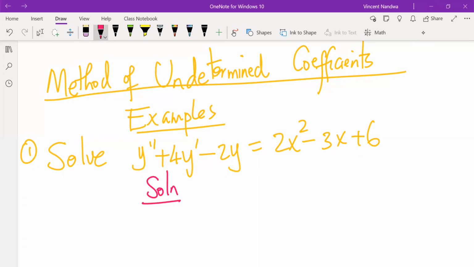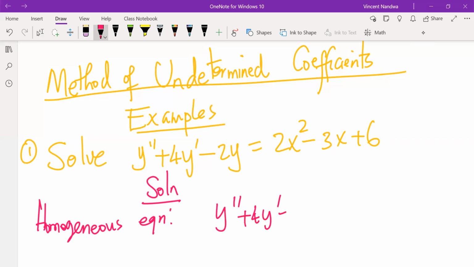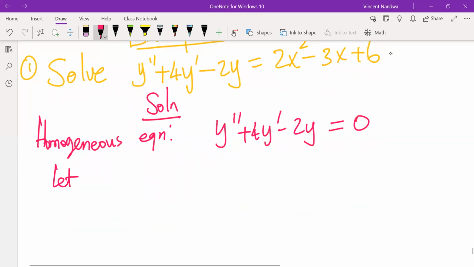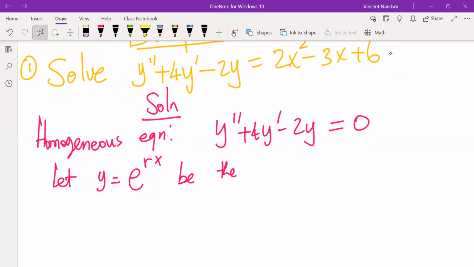we start by solving the homogeneous equation. So the homogeneous equation is y double prime plus 4y prime minus 2y equals 0. Simply taking the left-hand side and equating the right-hand side to 0. So to solve this, let y equals e raised power rx be the solution.